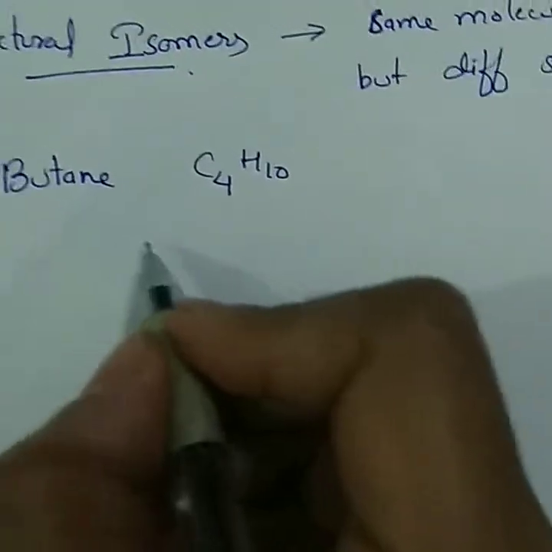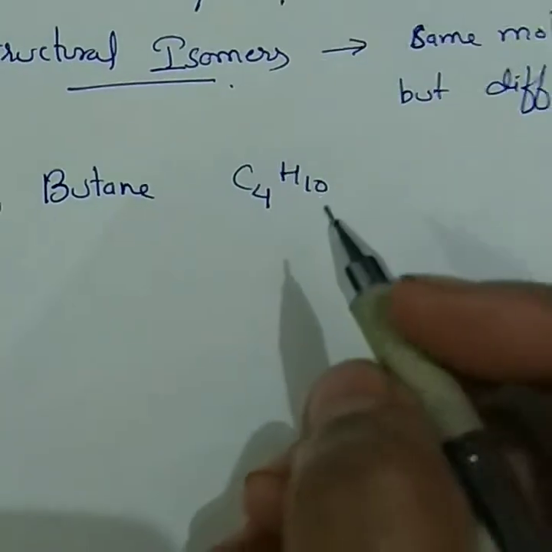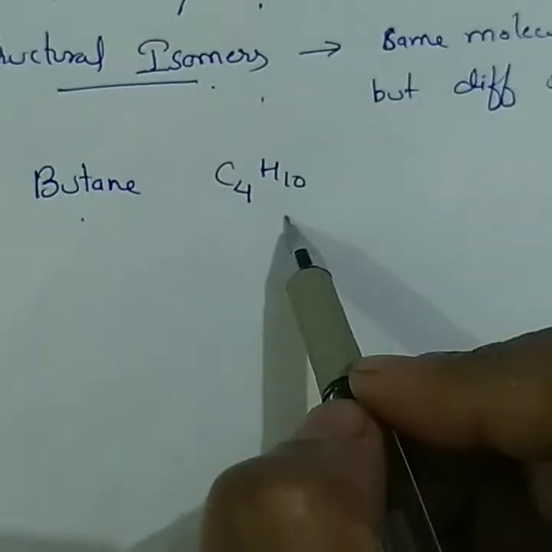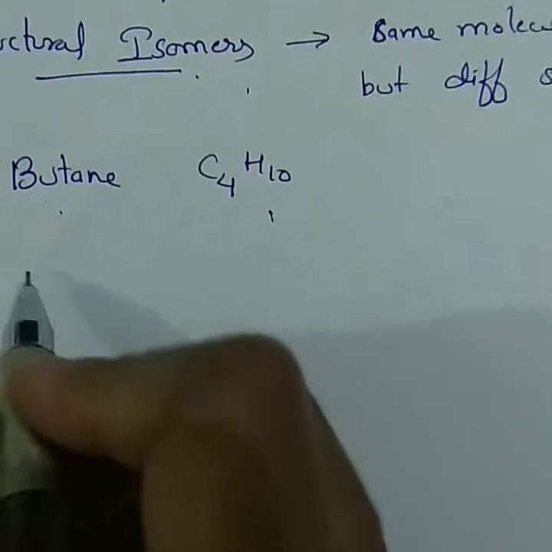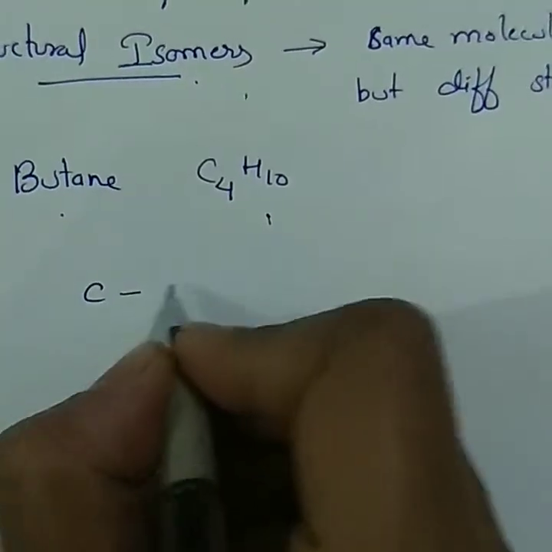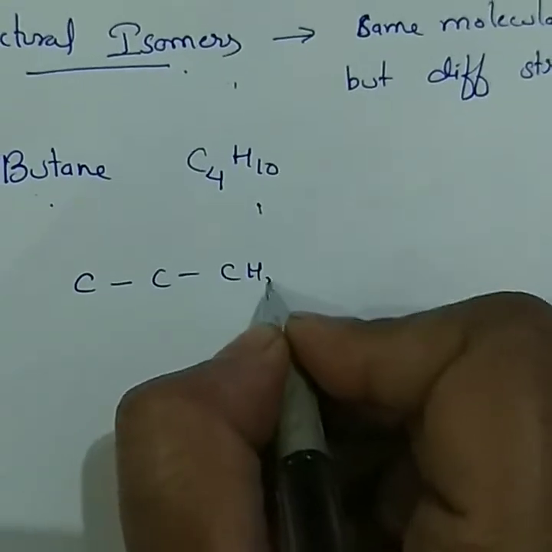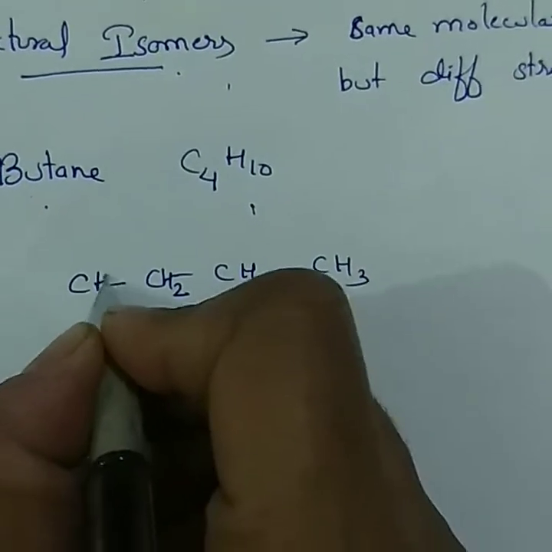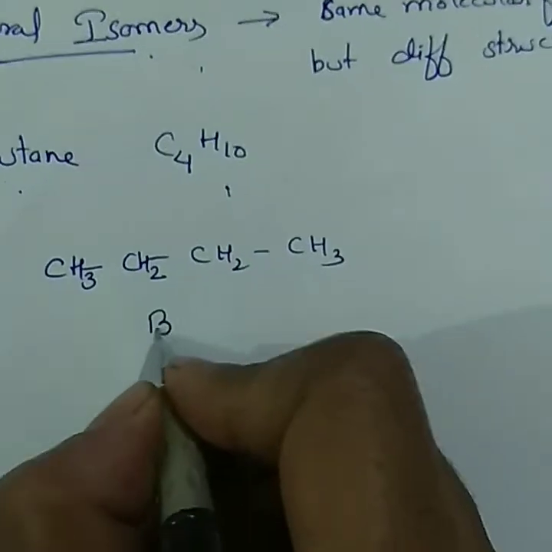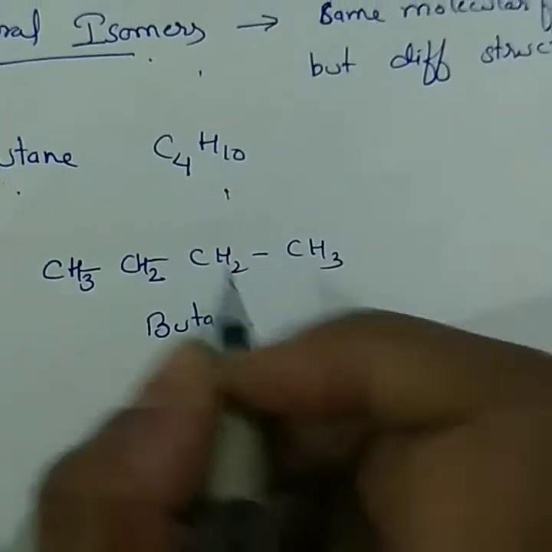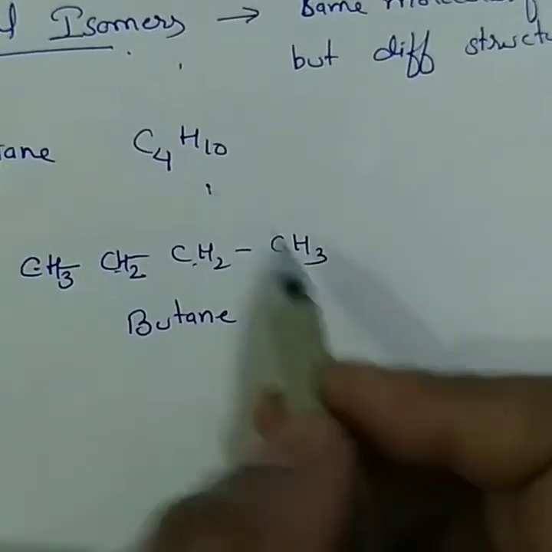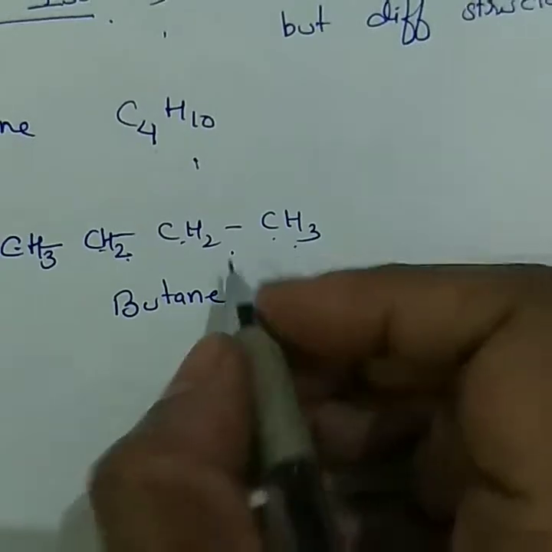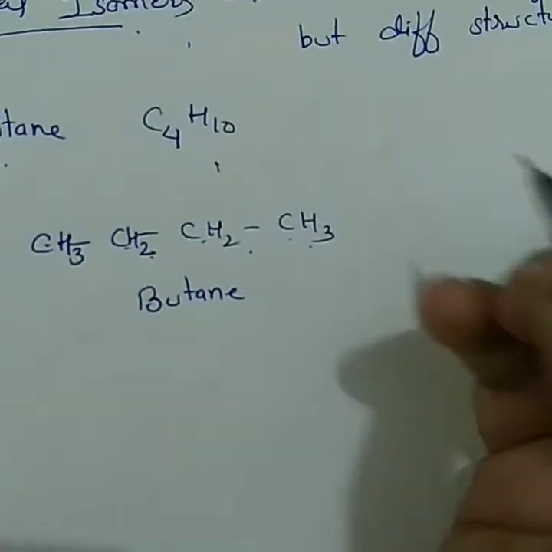First, this is how the question will come in the board exam: write what structural isomers are, and write the structural isomers of butane. The first structure you can write is the simple butane. The name of this is butane. Count the carbons: 1, 2, 3, 4. 4 carbons, 10 hydrogens. 3 plus 2, 5; 3 plus 2, 5; 10. So this molecular formula is satisfied.